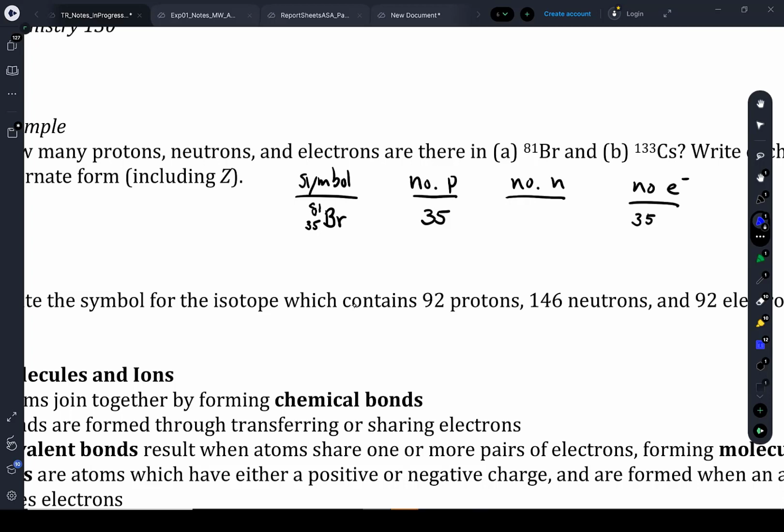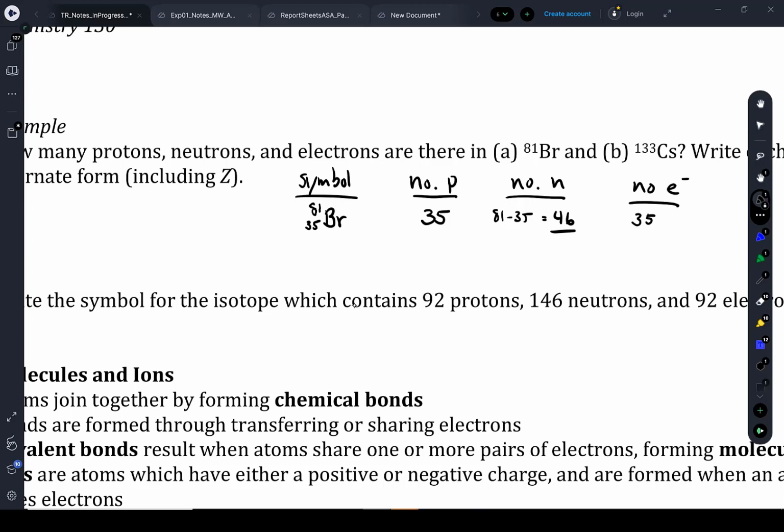Now, how do we do the number of neutrons? A lot of people will make a mistake and say 81. Yeah, exactly. Since 81 is protons plus neutrons, and that's protons, you just subtract. So it's going to be 81 minus 35, which would be 46. Good. So 46 is the number of neutrons. Y'all okay on that? Good.